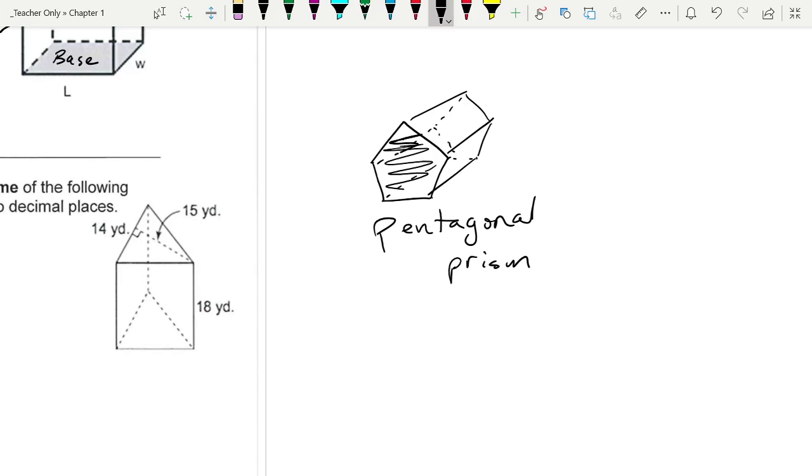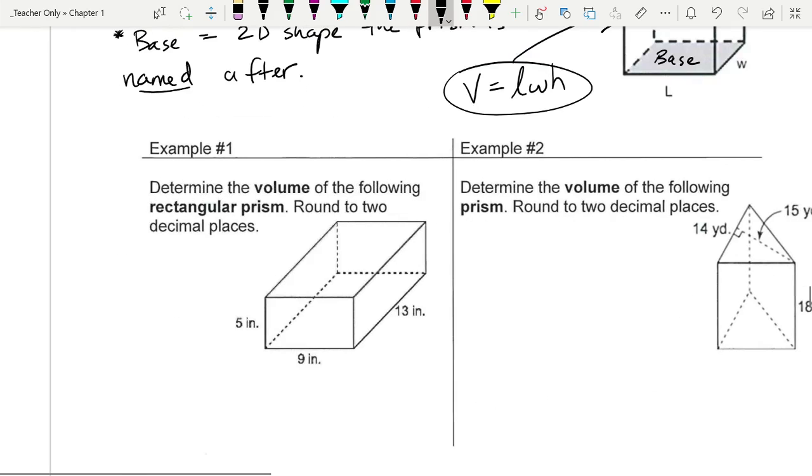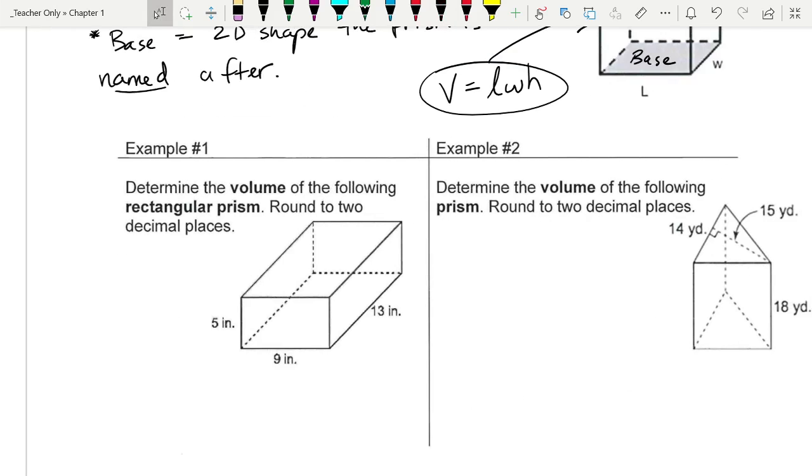And if I knew how big the area of this was, all I've got to do is times it by how tall it is if it was sitting on it. And that's volume. Volume is actually much easier than surface area. So this is a rectangular prism. So the volume here is going to be length times width times height. So let's just put the numbers in. Length looks like it's 9. Width looks like it's 13. Height looks like it's 5.